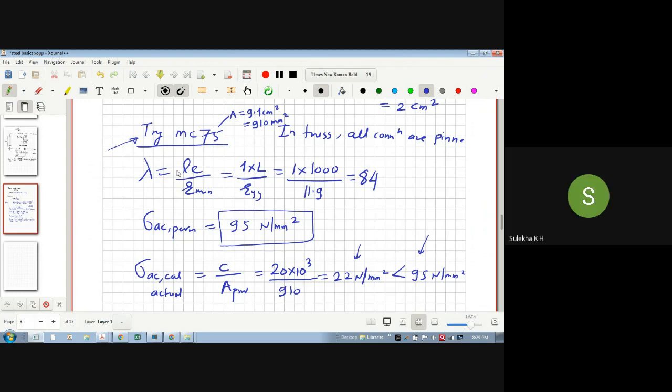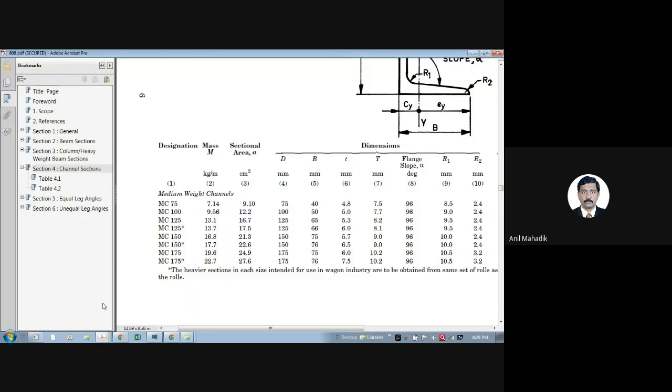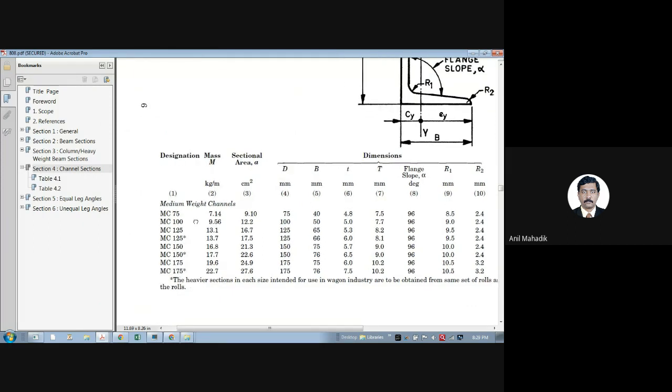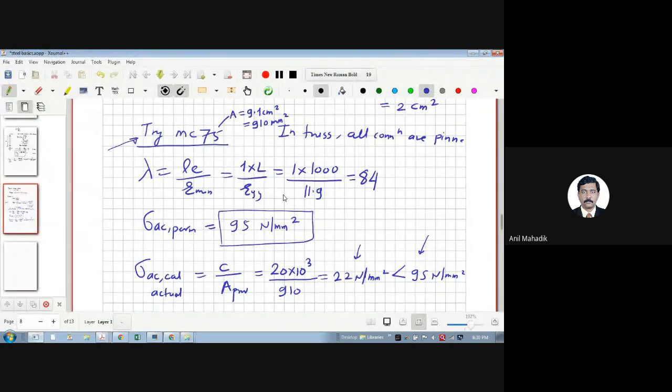Yes, sir. Yes, but if you want to choose a channel section, there is no channel below 75 in practice. So you can have two options: either 75 is the lowest channel value, or you can choose some different members like square SHS, meaning tubes, which I told you. The tube table is not with me currently, but you can have different small size tubes also where you can control these values. So why unnecessarily waste the steel? You can choose some other sections.